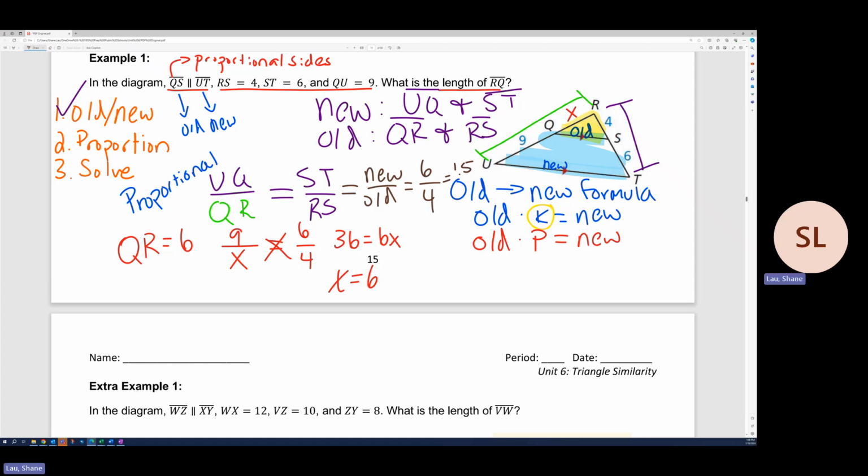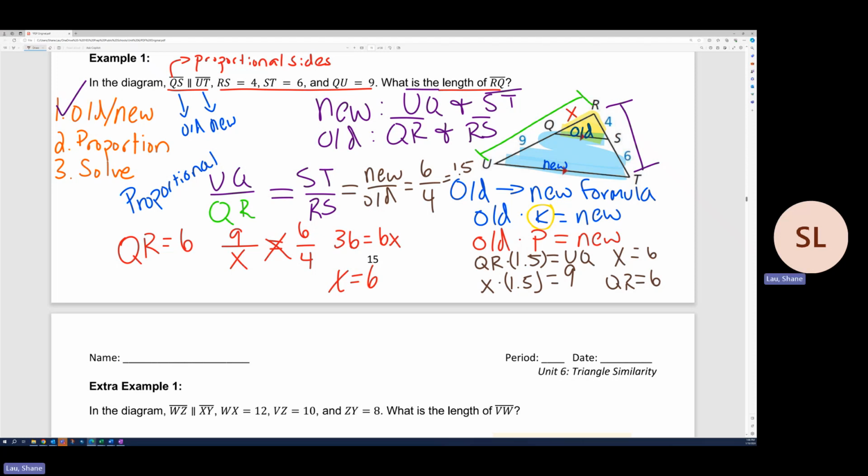And so now we just plug in. We're going to take our old, which is QR, times our P, which is 1.5, equals our new, which is UQ, and we're going to solve. Well, QR is X times 1.5 equals UQ, which is 9. Divide by 1.5 on both sides, we get X equals 6. And would you look at that? We get the exact same answer both ways.